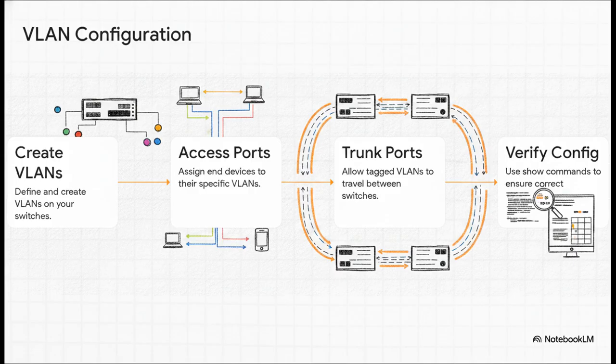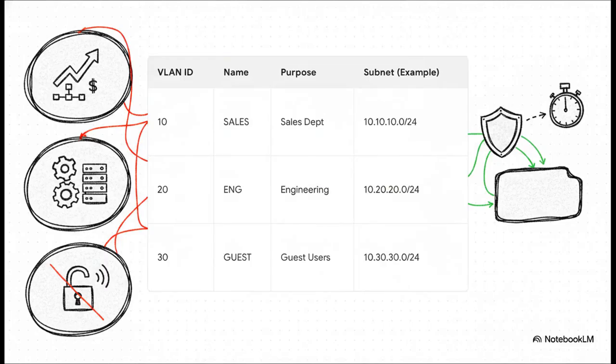But configuring them requires a very strict, logical flow. First, you define and create the VLANs on your switches. Second, you configure your access ports, assigning those end devices to their specific VLANs. Third, you open up those trunk highways we just talked about, explicitly allowing your VLANs to travel between the switches. And finally, and please don't skip this, step 4 is to verify your configuration to make sure everything is mapped correctly. Planning this out beforehand is an absolute game changer.